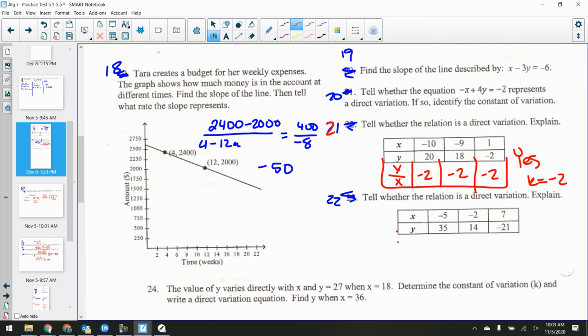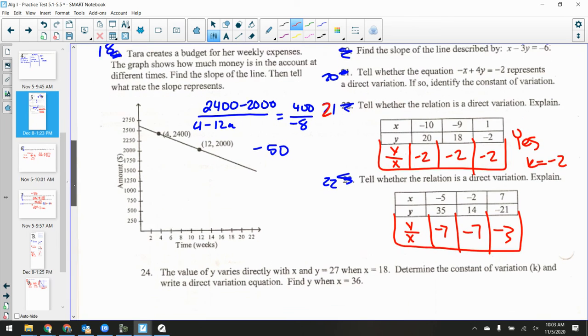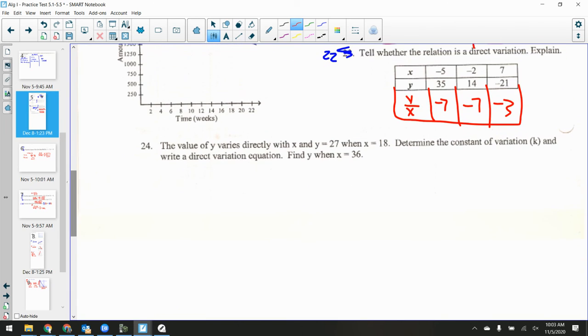Number 22. Now this one looks like it might be a direct variation because I get negative 7 and negative 7, but the last box is a negative 3. So it's not a direct variation. Then the last one on here is number 23. So this is one of those ones where I say k, equation, answer.